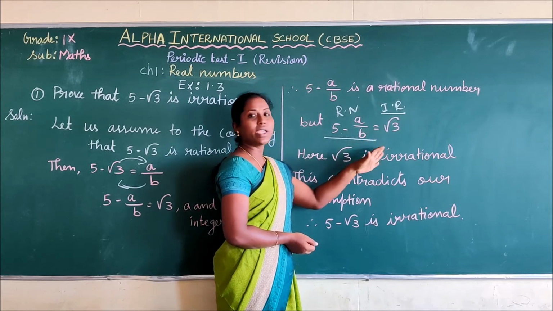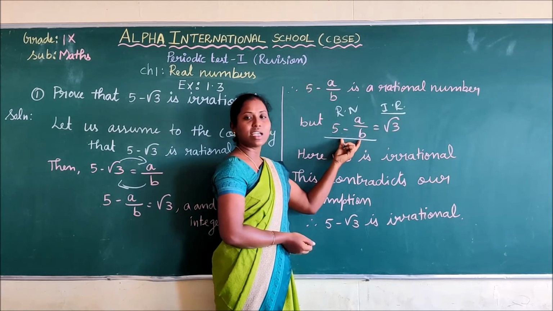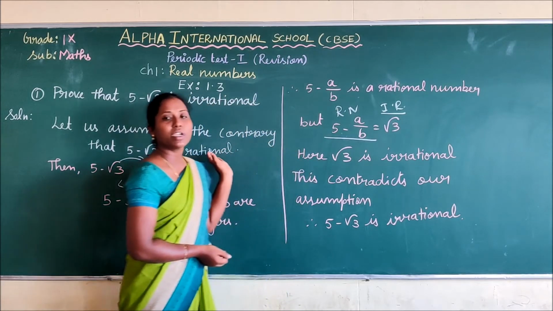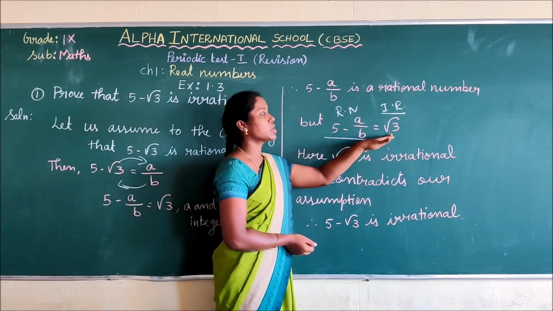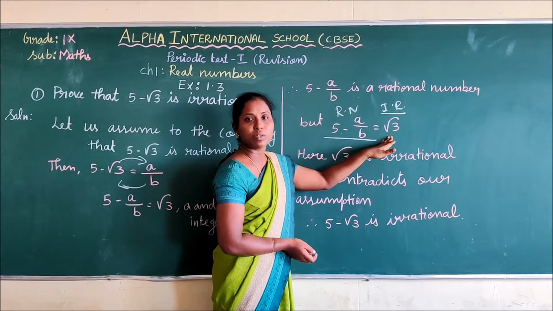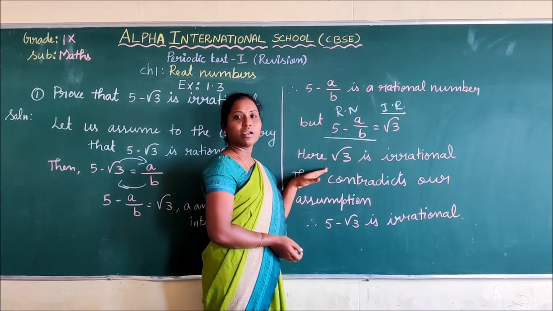No. So why does this occur here? We got the result, as we have taken that 5 minus root 3 is a rational number. By solving, we are getting some rational number equal to an irrational number. It is not possible. So what is the mistake here?